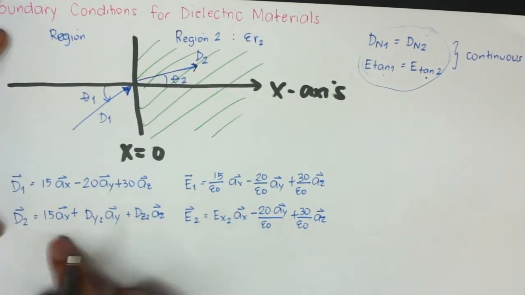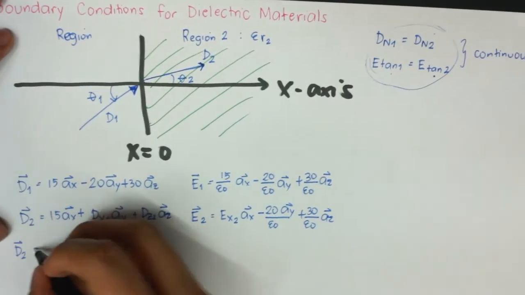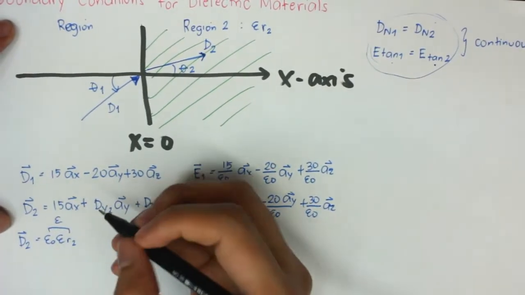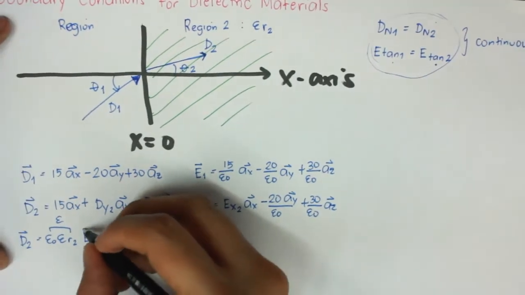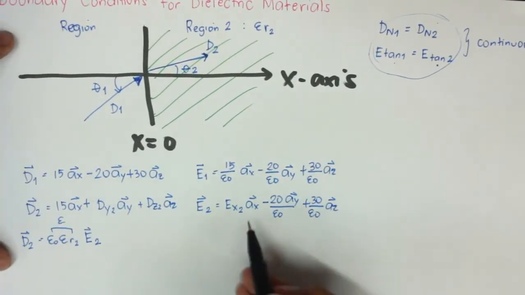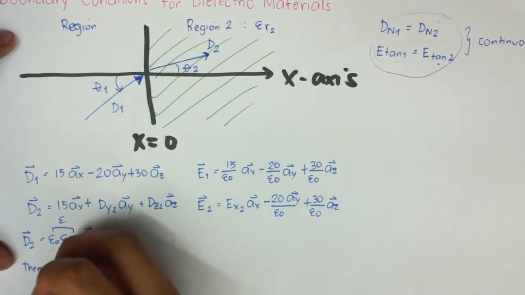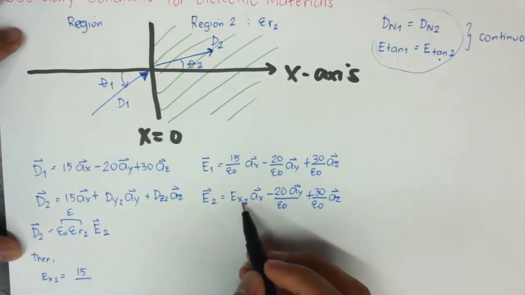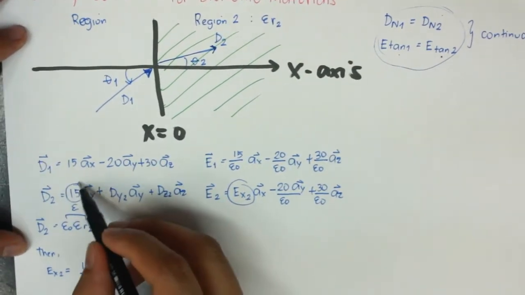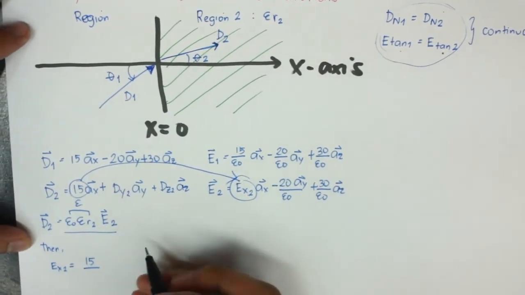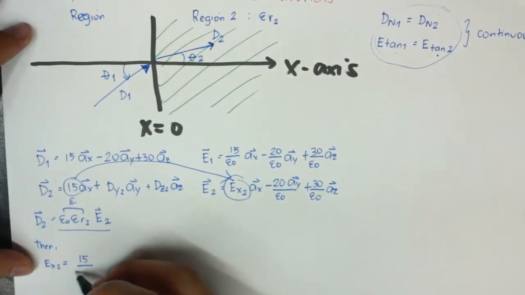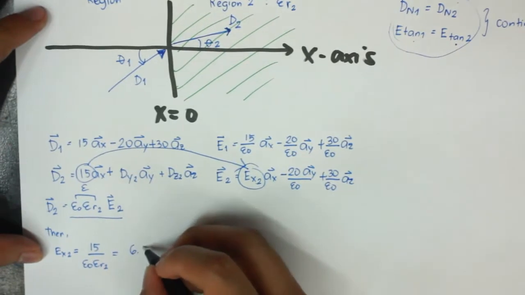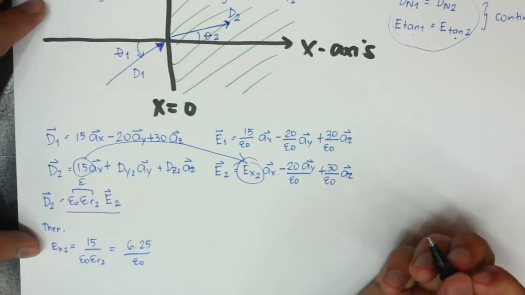But we know that these are related by D2 equals epsilon naught times relative permittivity, ito yung effective permittivity nila, times electric field nung 2. Then, may correspondence yan. Nakikita natin na yung Ex2 equals sa 15. Related by this function, so Ex2 equals 15 over epsilon naught er2. So, that's equal to 6.25 over epsilon naught.